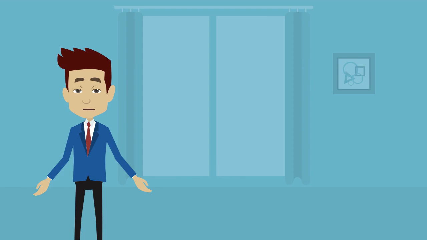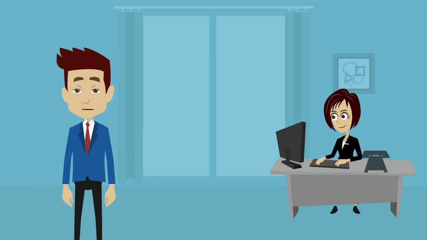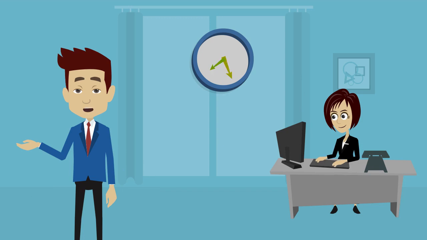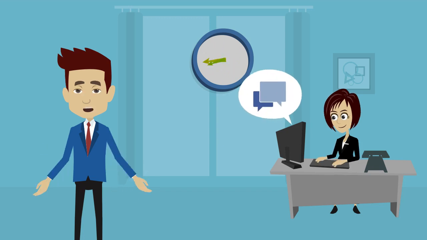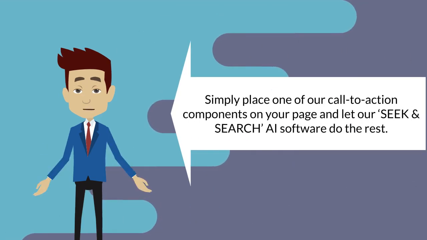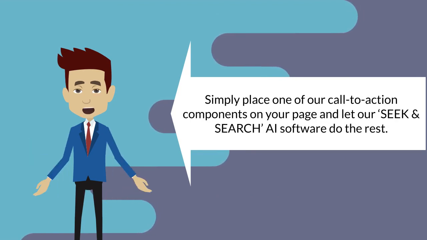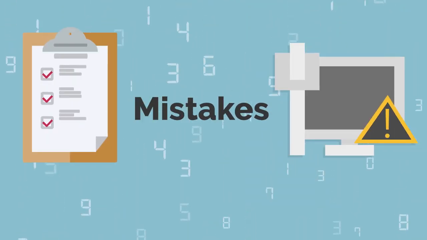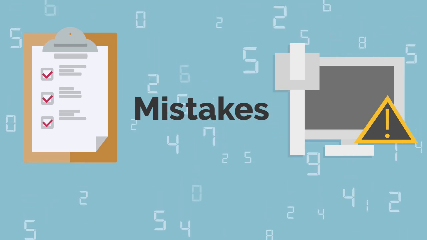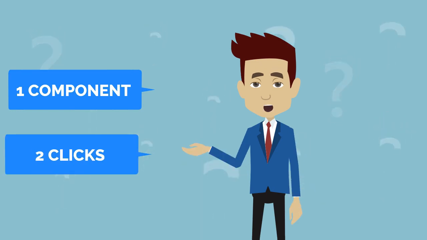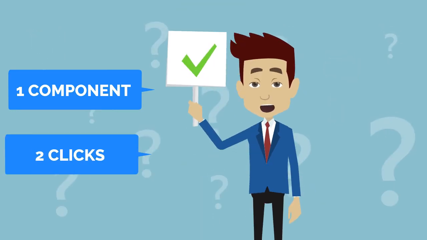Two-click lead acquisition via these specially programmed call-to-action components enables you to deliver your desired message fast and conveniently, taking only seconds to turn a casual viewer into an engaged prospect. Simply place one of our call-to-action components on your page and let our Seek and Search AI software do the rest. There's no form filling, no mistakes, no errors, and no room for con artists submitting fake information. One component on your web page and 2 clicks is all it takes to get the job done.